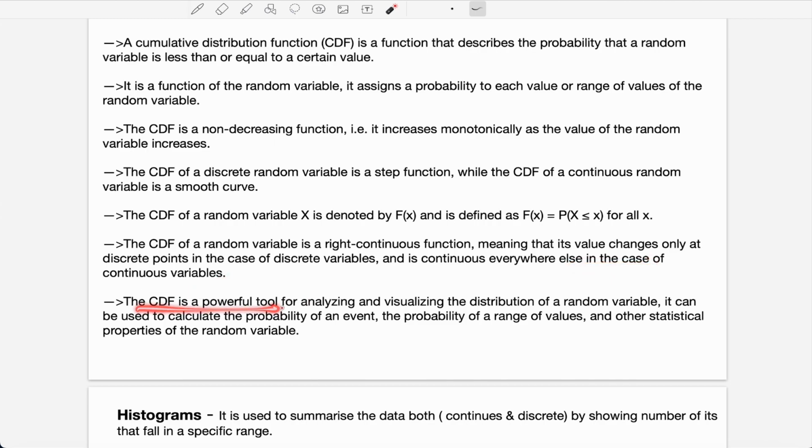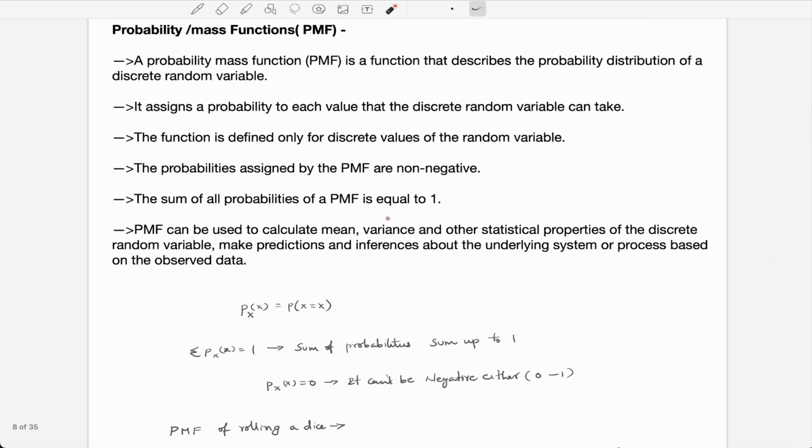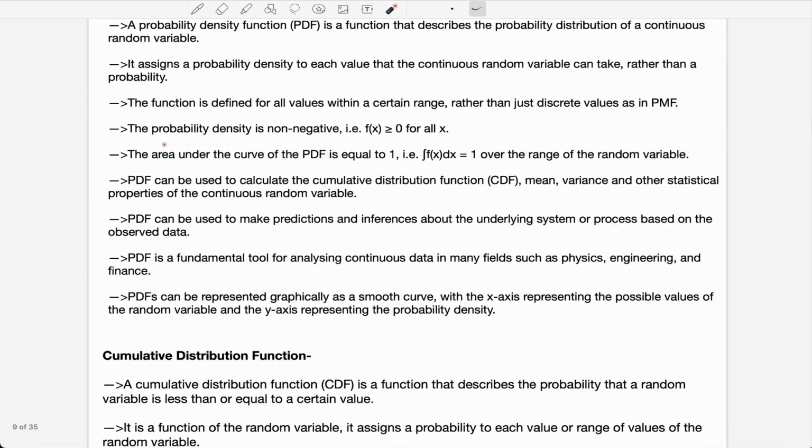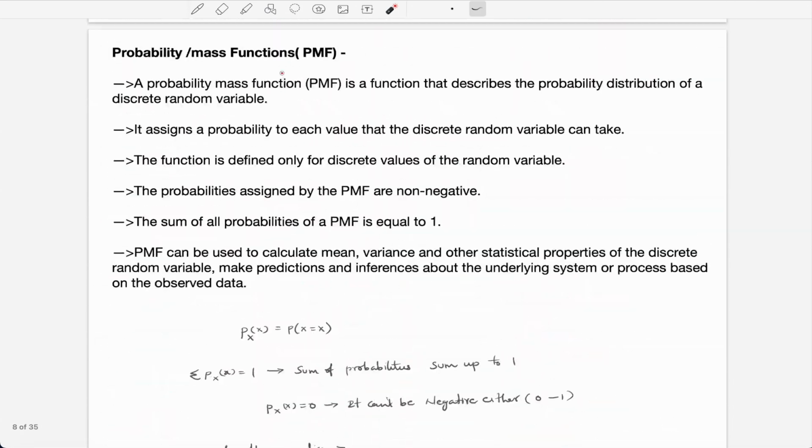The CDF is a powerful tool for analyzing and visualizing the distribution of a random variable. It can be used to calculate the probability of an event, the probability of a range of values, and other statistical properties of a random variable. These are the use cases of the CDF, the cumulative distribution function. I just want to recapitulate what I have said so far: what the probability mass function is, what the probability density function is, and what the cumulative distribution function is.